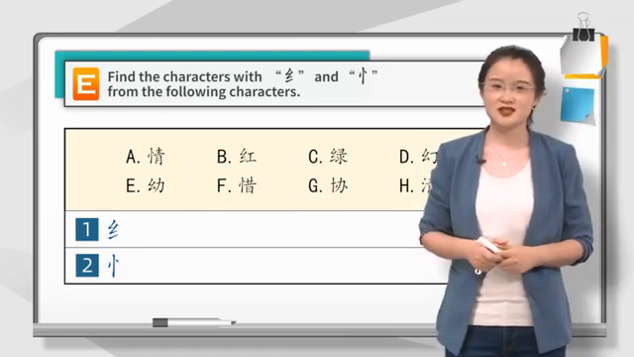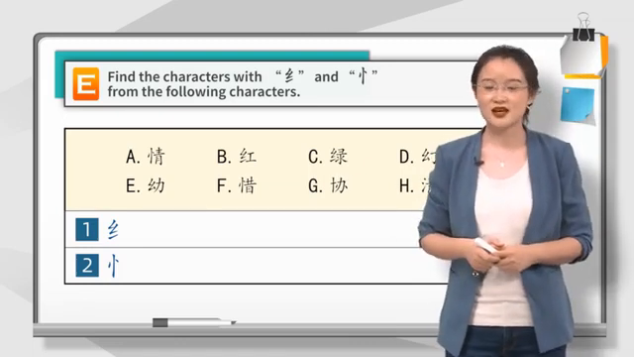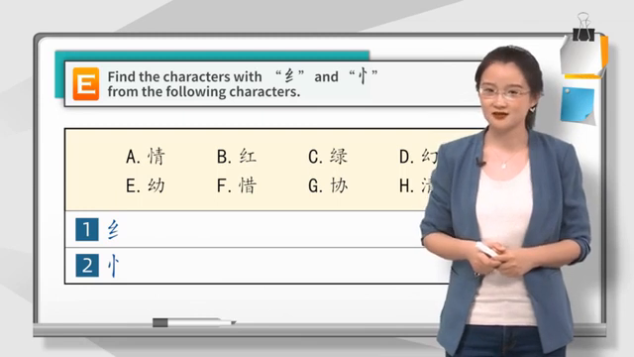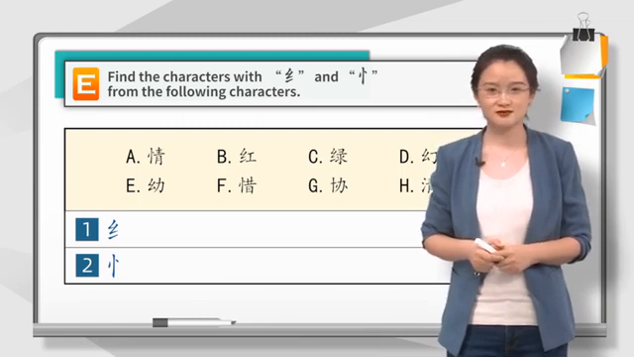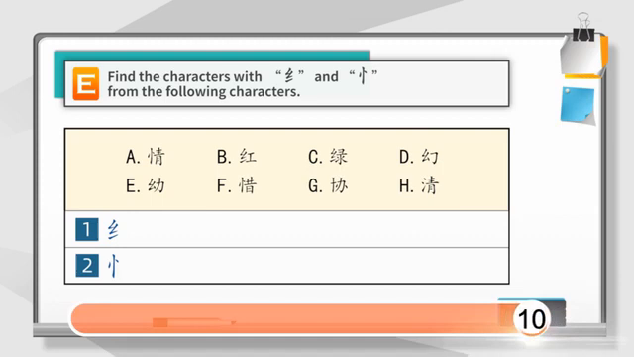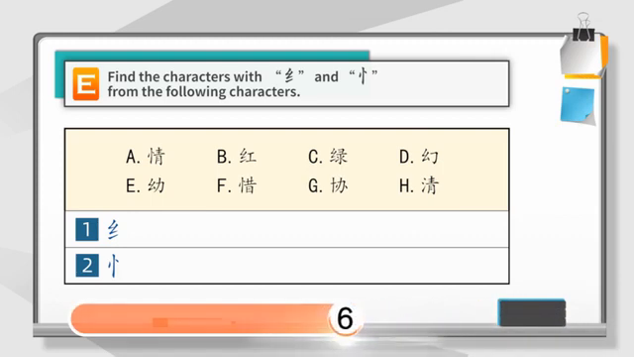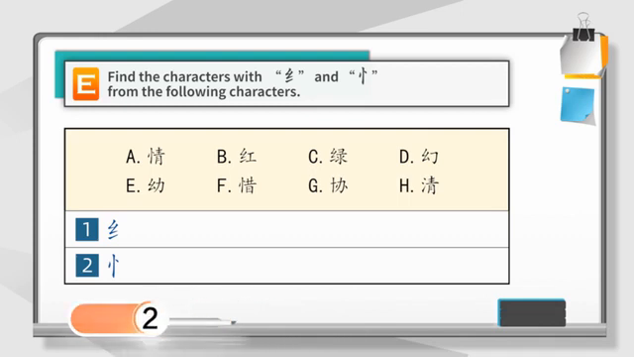Okay, let's do some practice. Please try to find the characters with 绞丝旁 and 竖心旁. Okay, let's check the answers.